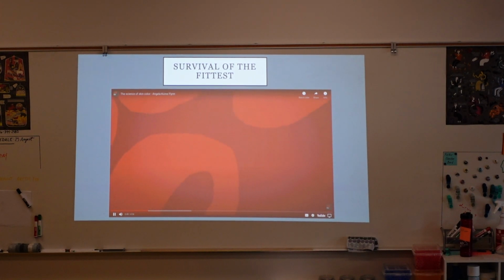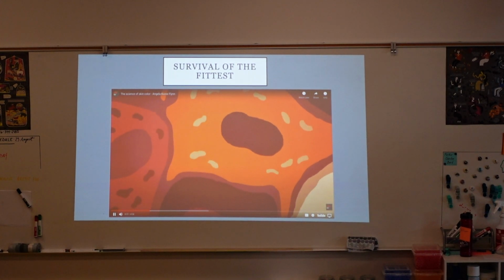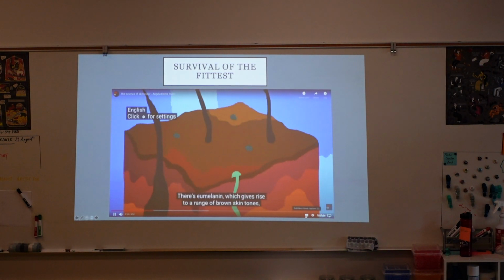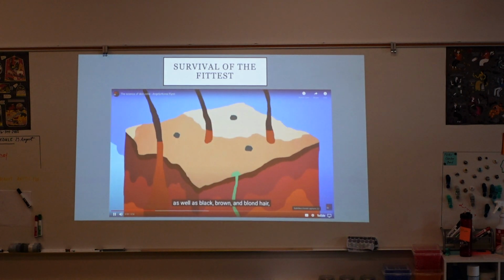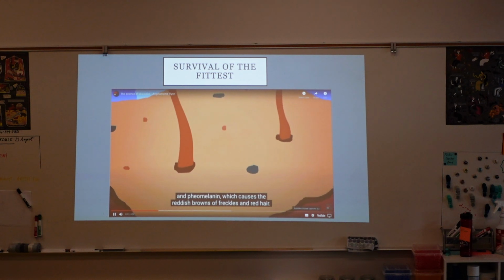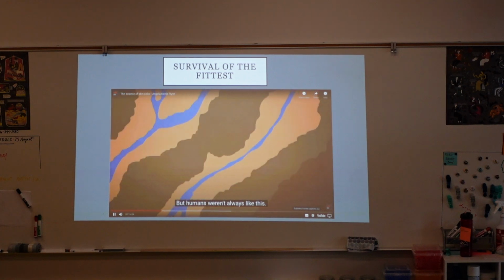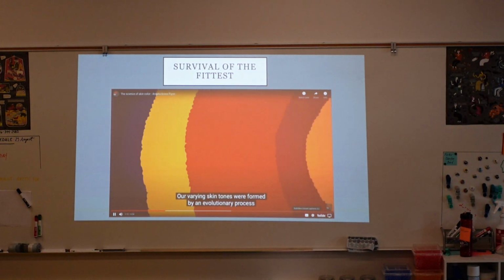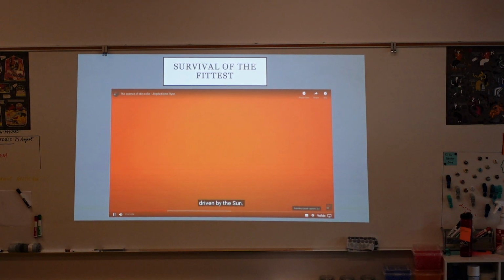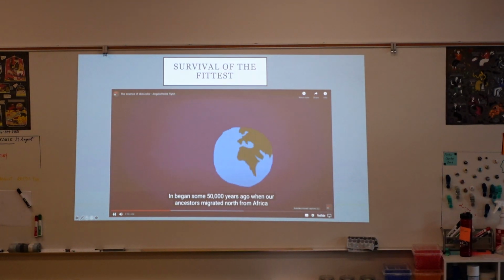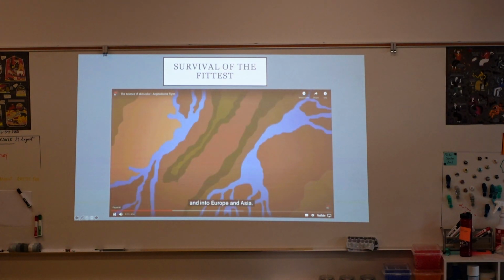It all centers around melanin, the pigment that gives skin and hair its color. This ingredient comes from skin cells called melanocytes and takes two basic forms. There's eumelanin, which gives rise to a range of brown skin tones as well as black, brown, and blonde hair. And pheomelanin, which causes the reddish browns of freckles and red hair. But humans weren't always like this. Our varying skin tones were formed by an evolutionary process driven by the sun. It began some 50,000 years ago when our ancestors migrated north from Africa and into Europe and Asia.